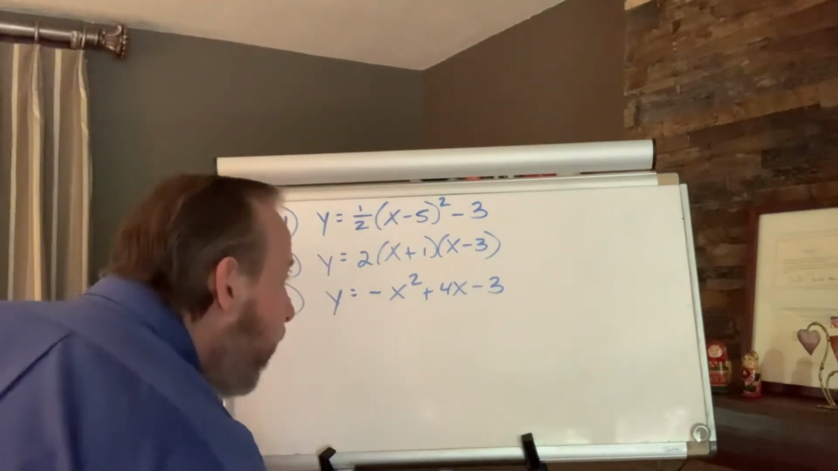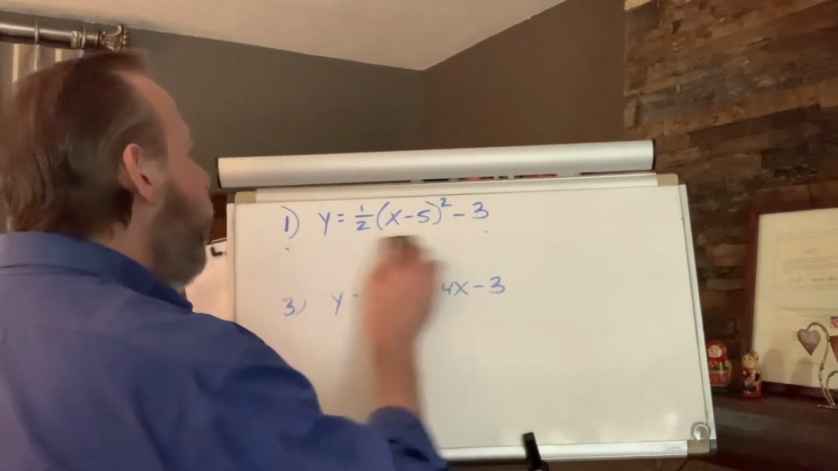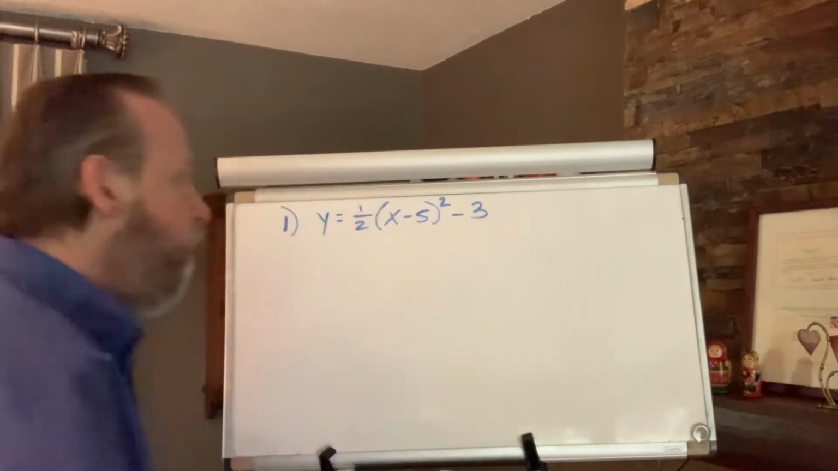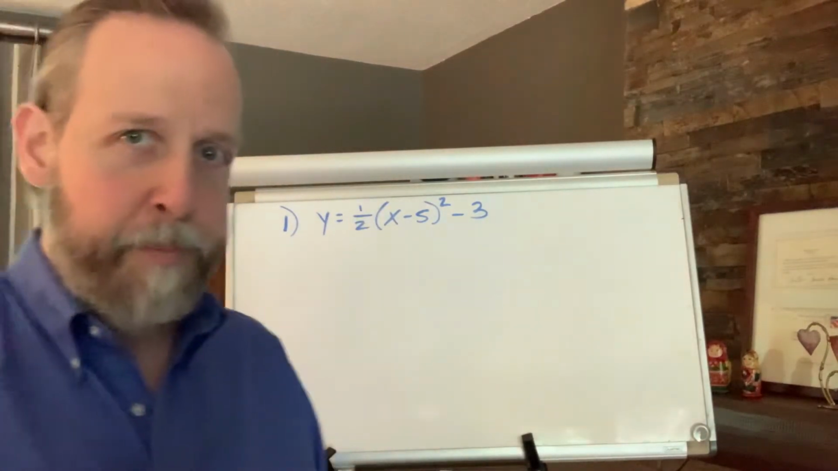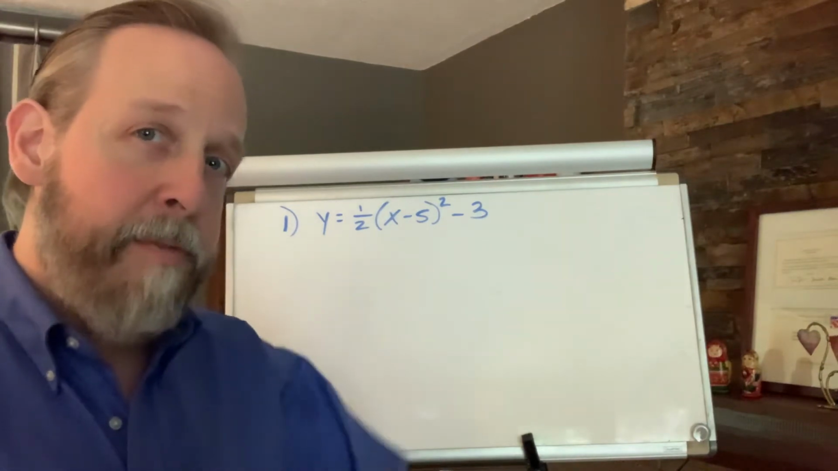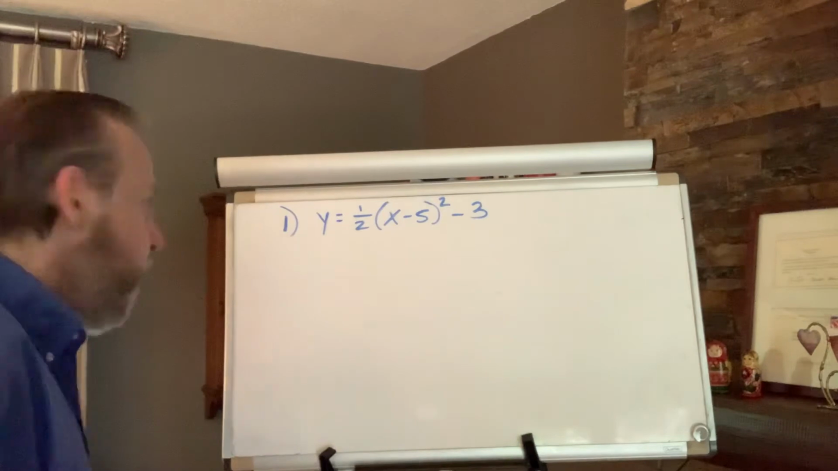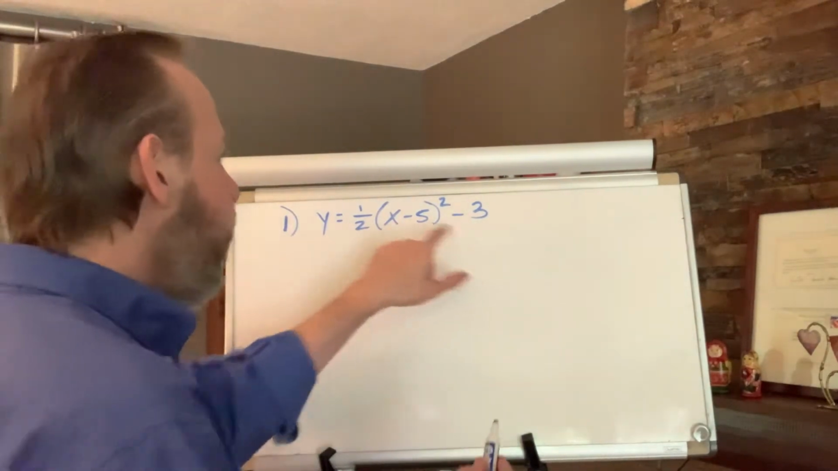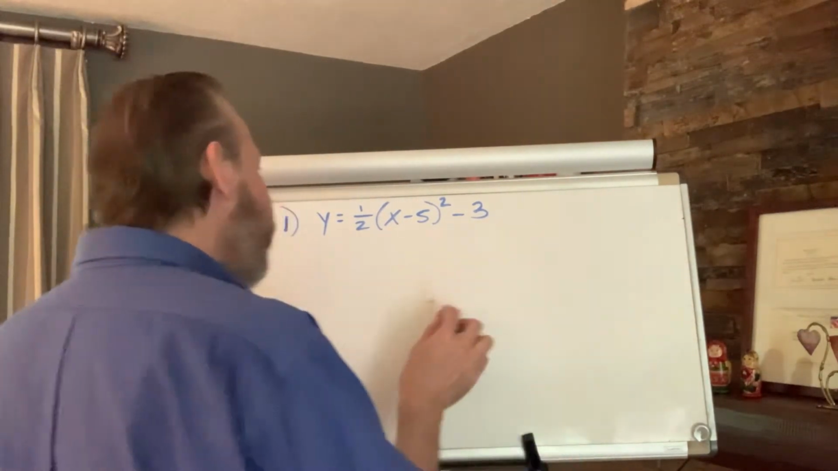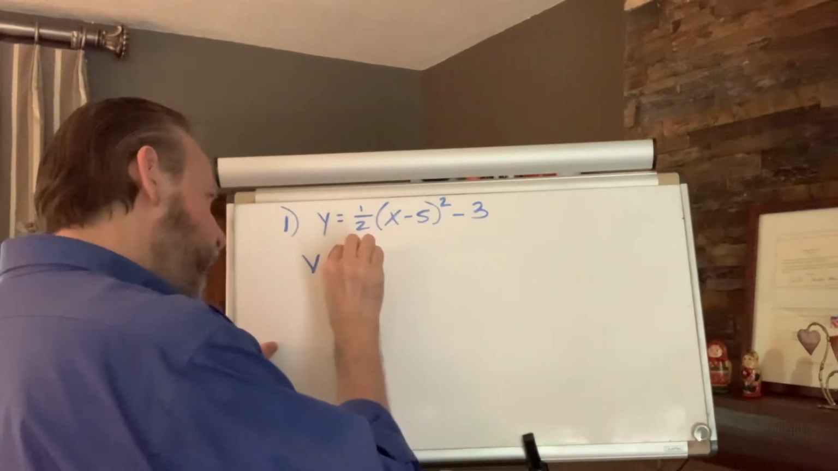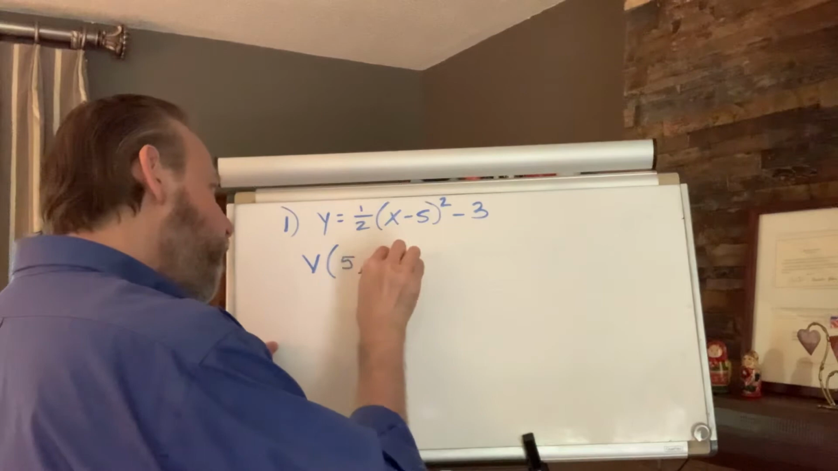So I'm going to answer these for you one at a time. So here's prompt number 1. Hopefully you could see what form it's in. We call that vertex form. Vertex form actually shows you what the vertex is. So it's telling you what the vertex is. In this problem, the vertex is positive 5, negative 3.